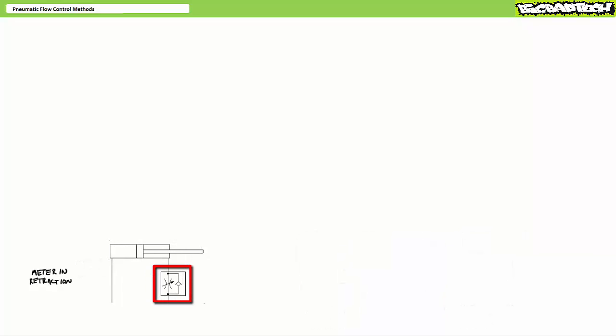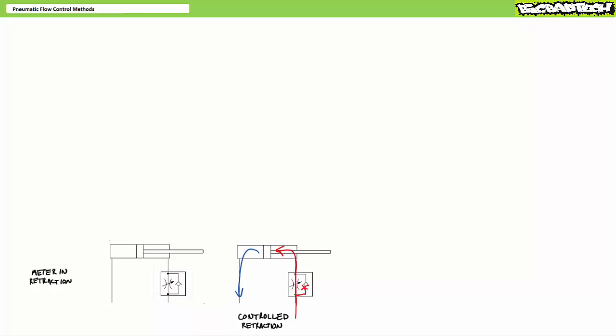A meter-in retraction arrangement makes use of a flow control valve with check valve bypass installed on the rod end oriented in the following fashion. When flow enters the rod end, it forces the check valve poppet to the seat, and all flow must travel through the narrow restriction orifice. Closing the orifice slows the retraction speed.